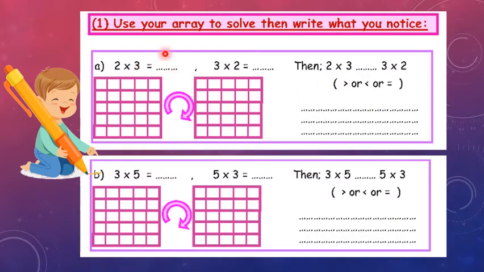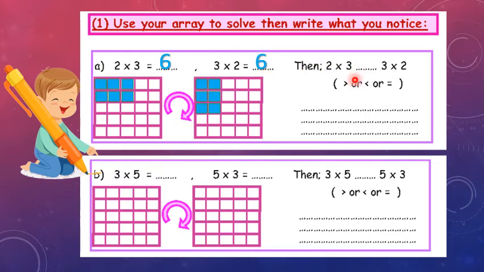Now let's use our arrays to solve. Then write what you notice here. First one here we have 2 by 3. To draw 2 by 3 in this array, it means 2 rows, each row has 3 circles or 3 shaded parts. Here we have 1, 2, 3, 4, 5, 6. The number of elements here is 6. Here we have 3 by 2. It means that we have 3 rows, each row has 2 shaded parts. It will be 1, 2, 3, 4, 5, 6, or count by 2 to be right: 2, 4, 6. It will be 6.